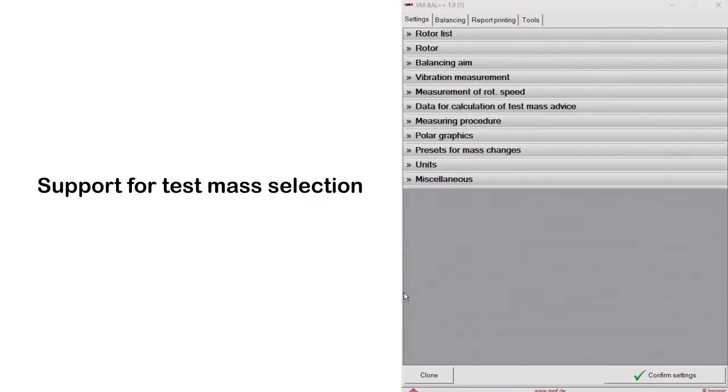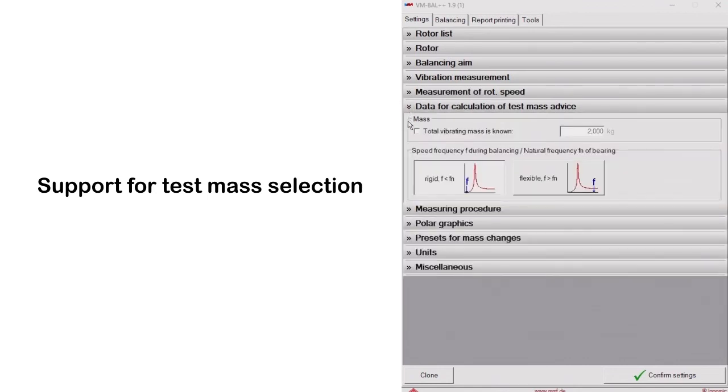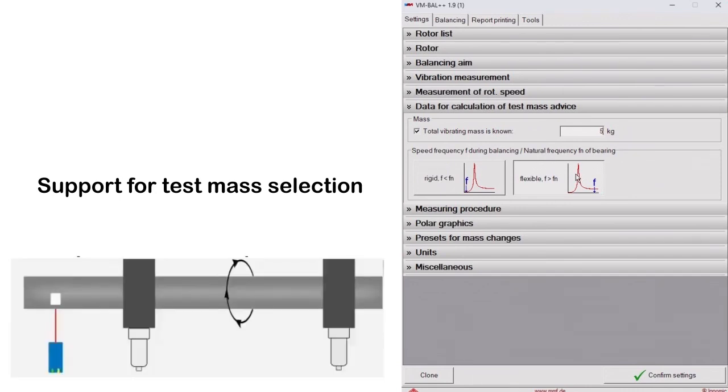Beginners often find it difficult to choose a suitable test mass. This can take a lot of time, especially for machines with long run-up and coast-down times. The balancing system provides support here. To use this feature, it is necessary to specify the approximate vibrating mass and the type of machine foundation. Furthermore, the accelerometer and rotation speed sensor should be in line.